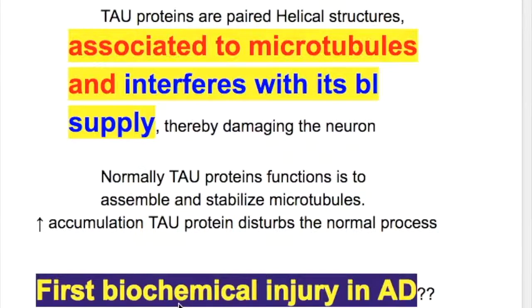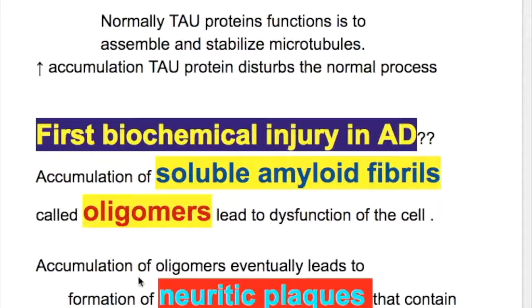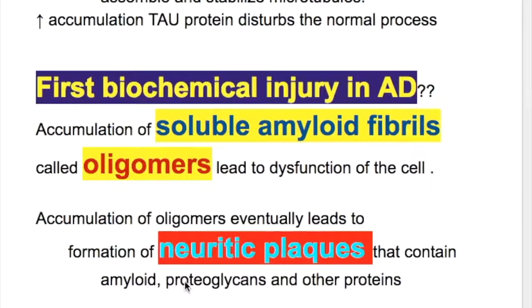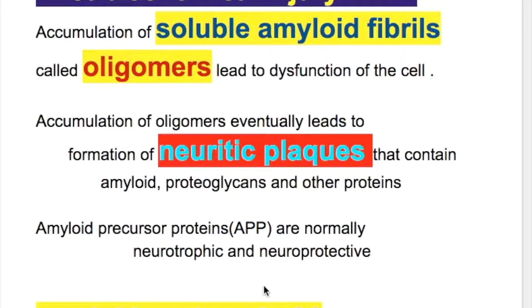What's the first biochemical injury in Alzheimer's disease? Accumulation of soluble amyloid fibrils called oligomers leads to dysfunction of the cell. Accumulation of oligomers eventually leads to formation of neuritic plaques that contain amyloid, proteoglycans, and other proteins. Amyloid precursor protein, APP, is normally neurotrophic and neuroprotective.